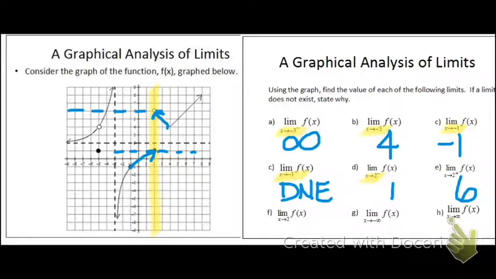And because these two did not match, the limit from the left and the limit from the right didn't match, then this next one, the general limit at 2, where we come from both sides at the same time, they didn't meet. There's a break in the graph at 2. So this does not exist.